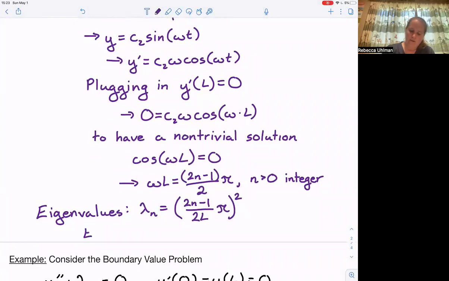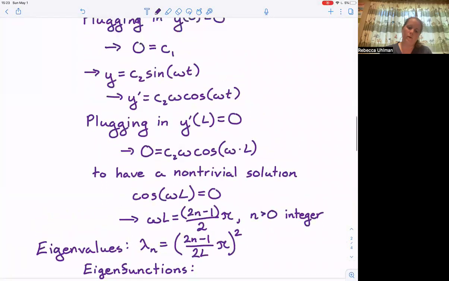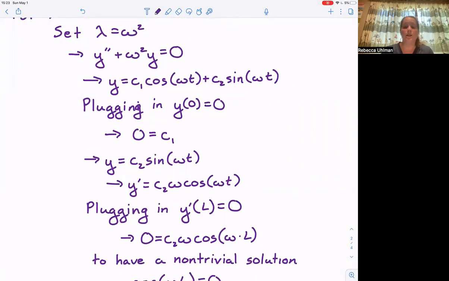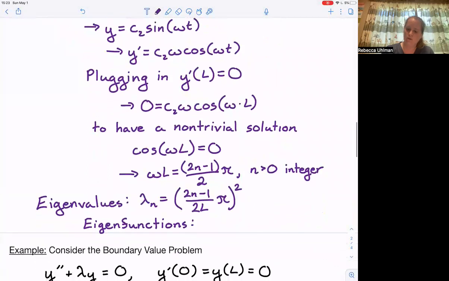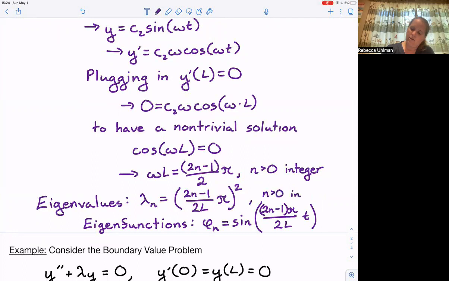And our eigenfunctions we were left with, again, y was equal to c2 times sine of omega t. So our eigenfunctions will be phi sub n equals sine of 2n minus 1 times pi over 2L times t. Again, here, n is a positive integer.